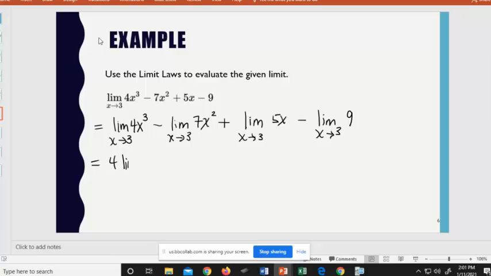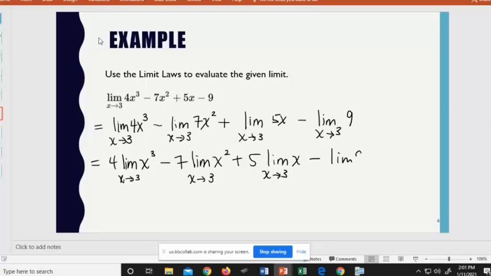4 times the limit of x cubed minus 7 times the limit of x squared plus 5 times the limit of x, and then just rewrite this last term.